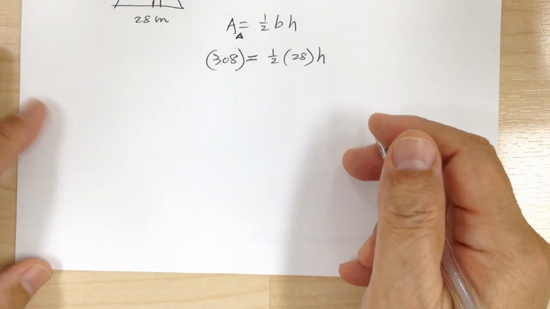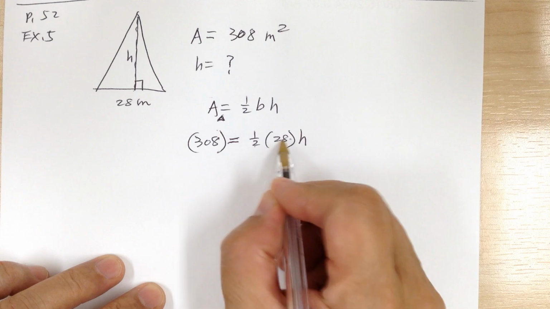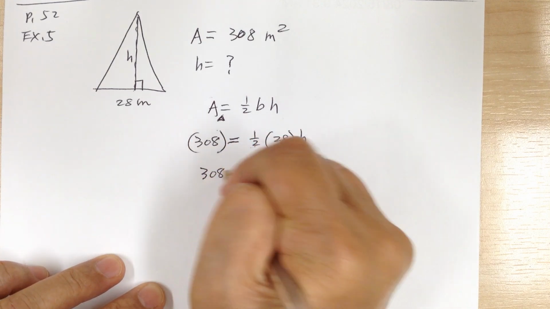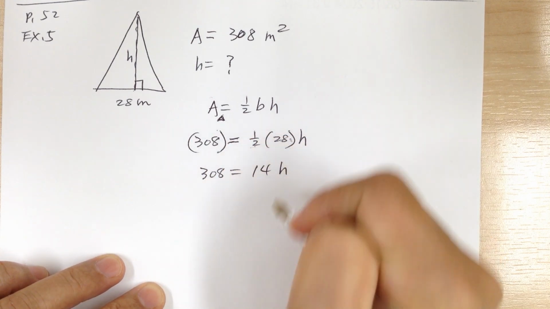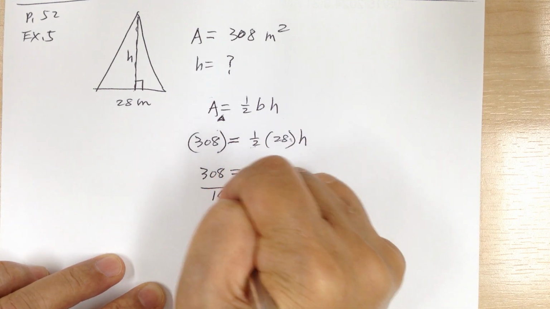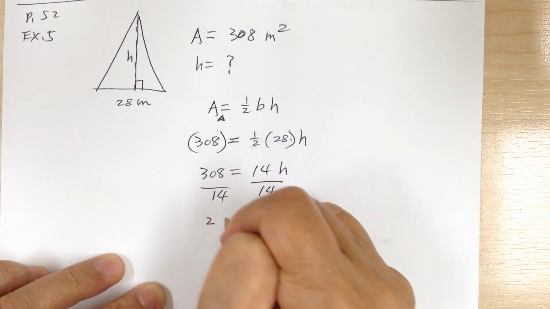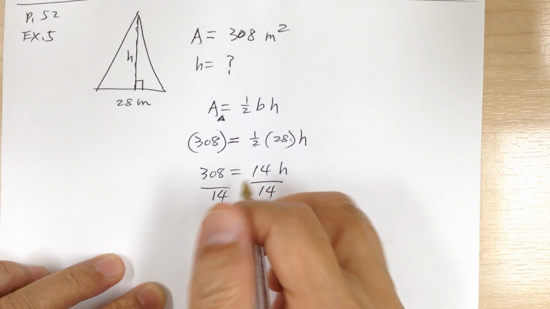Okay? Now all you have to do is a little bit of algebra, just go and solve. So this one you can simplify, you multiply, so you got 308 equal to 14h. Okay, and then you divide by 14, so h will equal 22. And the label would be meters.